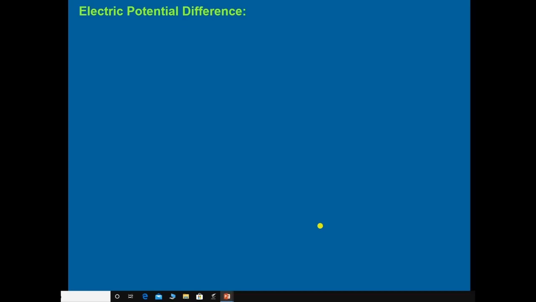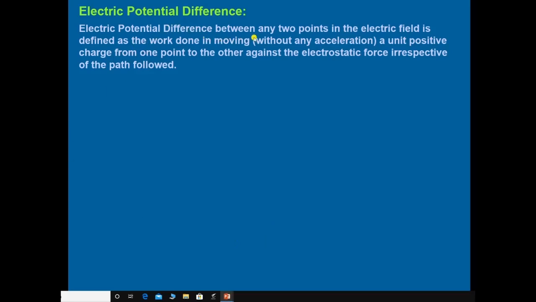Now the electric potential difference. Electric potential difference between any 2 points in the electric field is defined as work done in moving without any acceleration a unit positive test charge from one point to the other against the electrostatic force, irrespective of the path followed. Again, we revise this definition. Electric potential difference between any 2 points in the electric field is defined as work done in moving a unit positive test charge from one point to another against electrostatic force, irrespective of the path followed. Unit charge is to be moved from one point to another.